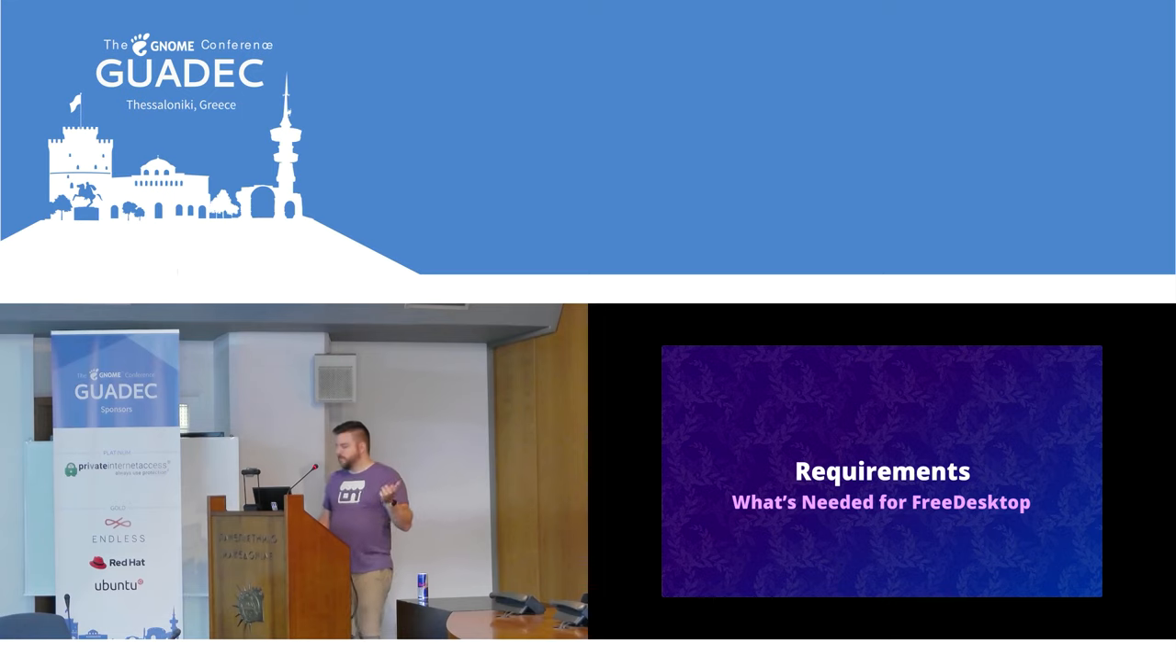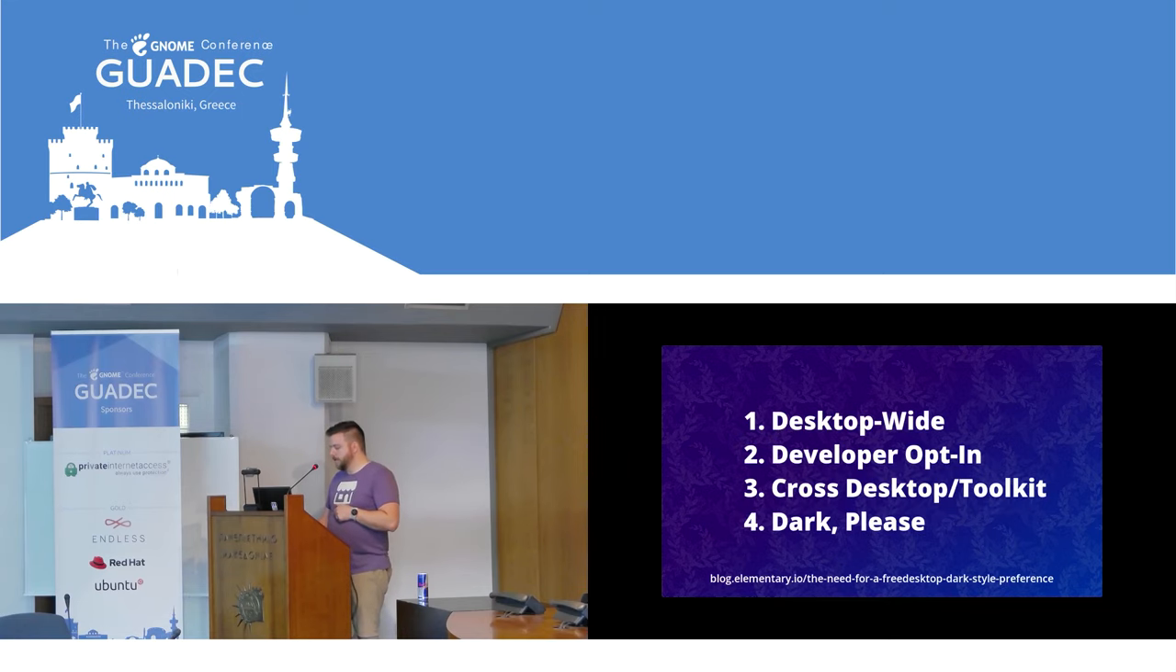So what's needed for the FreeDesktop for a dark style? Desktop-wide, I think this is important. Like the old Wild West of Android, it just was a mess. I think it is valuable to have it be a desktop-wide preference because it just makes sense to keep things in sync. And while I think per-app toggles can work to override the desktop-wide preference, there are some arguments on why they might want to do that. But I think apps should default to a desktop-wide setting and keep in sync.